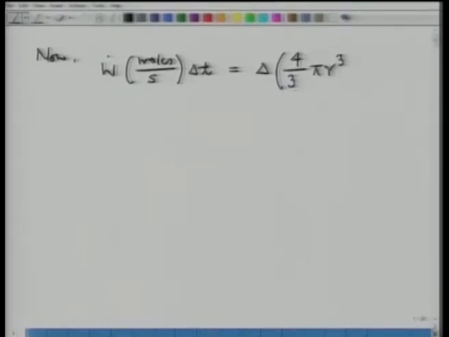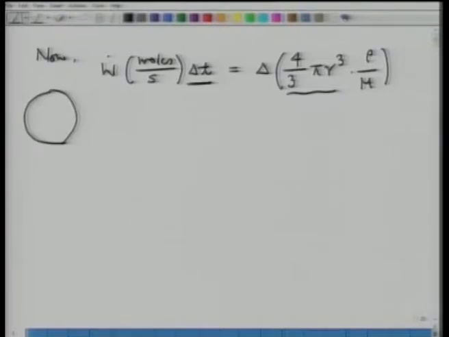So now let us make a material balance over time del T. So now we have W dot, which is moles per second, the rate at which naphthalene evaporates over del T, and this we equate with the rate of change in the mass. So the volume is 4 by 3 pi R cube. So this would be the volume multiplied by the density divided by the molecular weight.